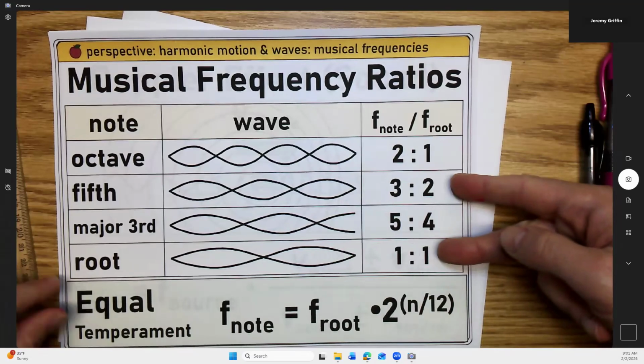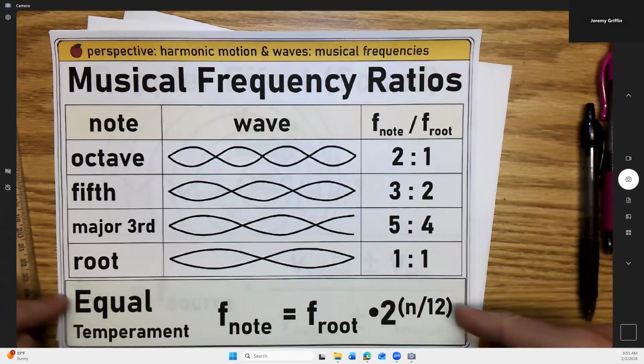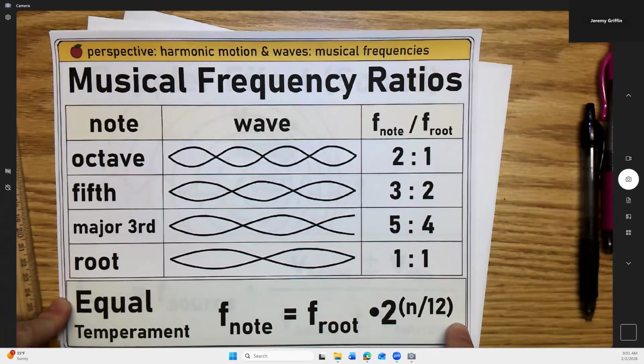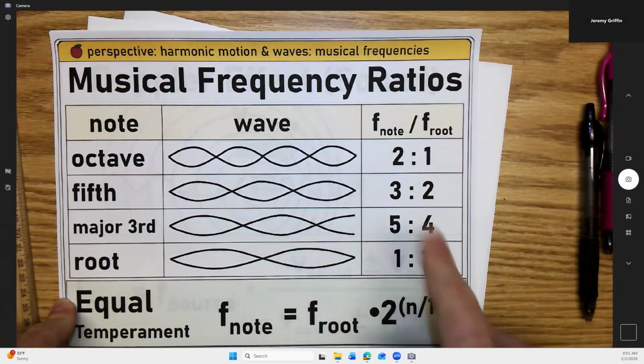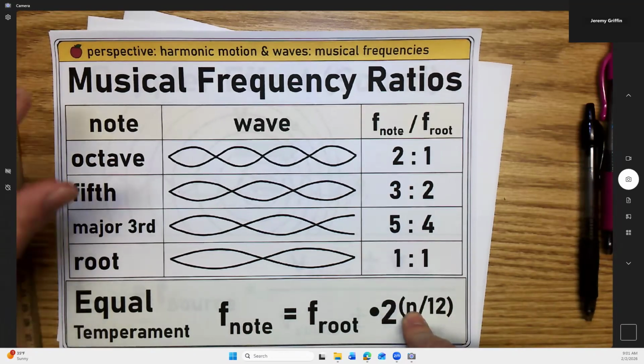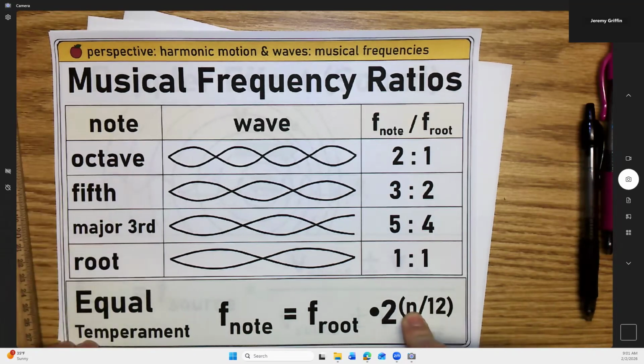Now, modern instruments use this scaling right here. Guys, how many unique piano notes are there before it cycles to the next octave, including all the black keys? There are 12 different notes. You guys see it's 12 right here. So we can count the number of keys up. Musicians might call that a half step.